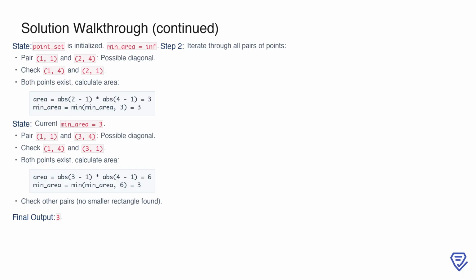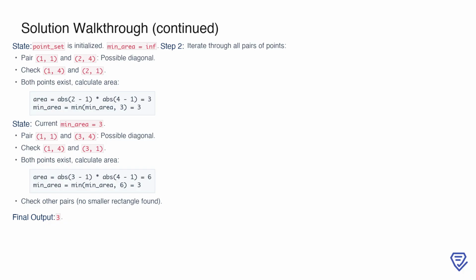We now iterate through all pairs of points to identify potential diagonals. For the pair (1, 1) and (2, 4), the x and y coordinates differ, so we check if the remaining corners (1, 4) and (2, 1) exist in the point_set. Both points are present, so we calculate the area of the rectangle as abs(2-1) * abs(4-1) equals 3. This becomes the current min_area.